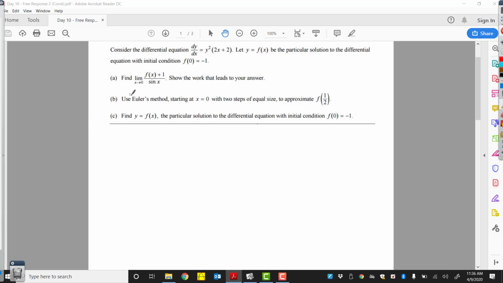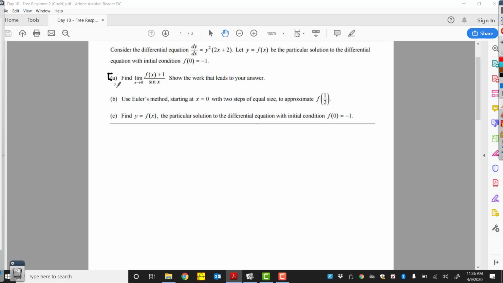Okay, so let's start with this problem. We have a differential equation, dy over dx equals y squared times 2x plus 2. Say y is equal to f of x, the particular solution to the differential equation, and f of 0 equals -1. So, because this is a differential equation, we should automatically be thinking, oh, I may have to solve for the solution to this differential equation later. Don't have to do it yet, but maybe something we need to do.